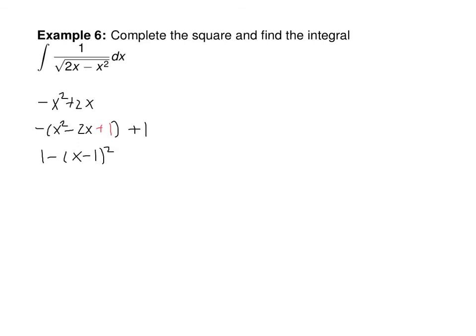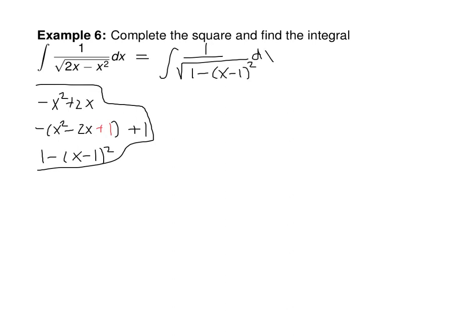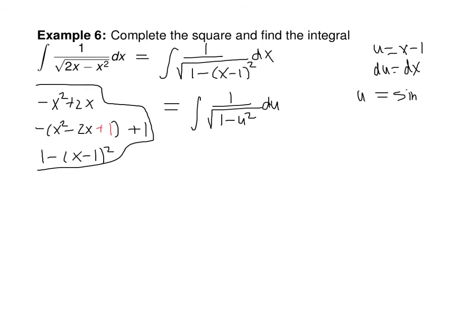So the original integral becomes the integral of 1 over the root of 1 minus the quantity x minus 1 squared, dx. And let's make the substitution. u equals x minus 1, so du will just equal dx. So that gives us the integral of 1 over the root of 1 minus u squared du. Not so bad. Now we'll do a trig substitution, and we can let u equal sine of theta. So du is cosine theta d theta.